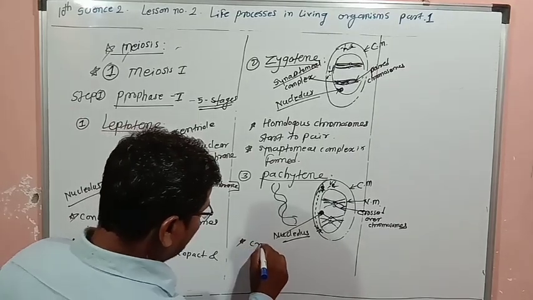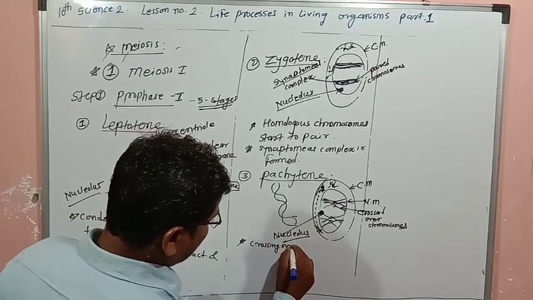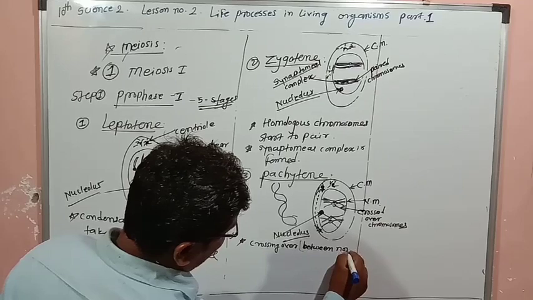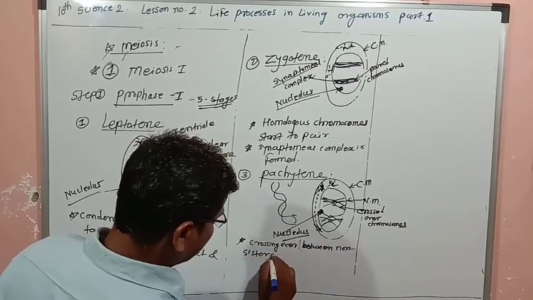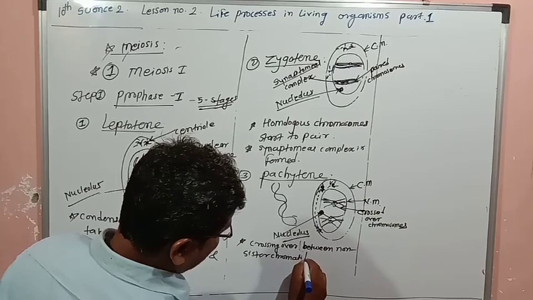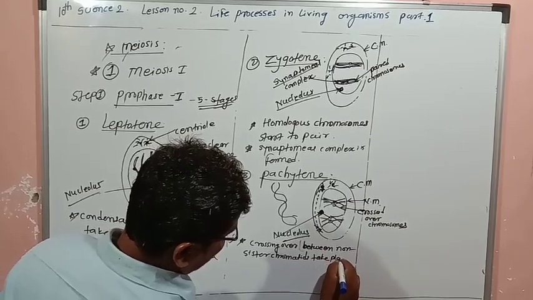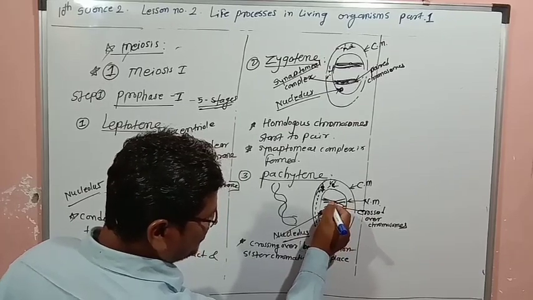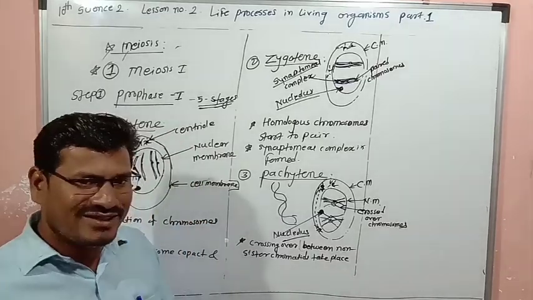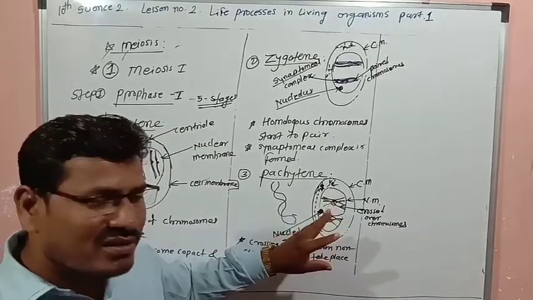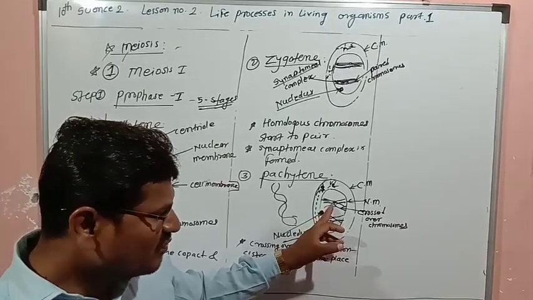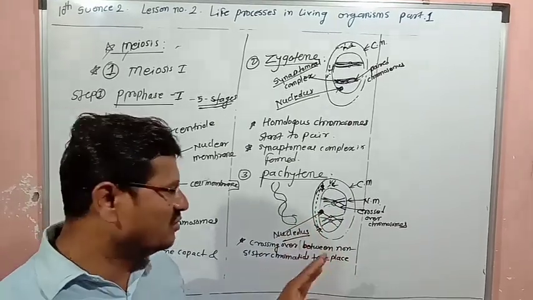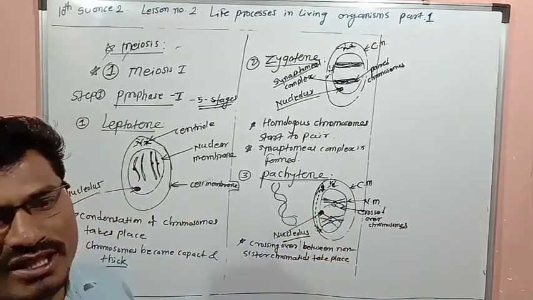Crossing over between non-sister chromatids takes place. So this one chromosome is a sister chromatid, this one is a sister chromatid, but these sister chromatids get crossed over, but these are not of the same chromosome. One sister chromatid of one chromosome, another sister chromatid of another chromosome, and crossing over between non-sister chromatids takes place.